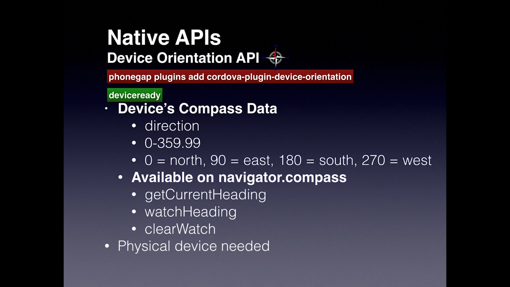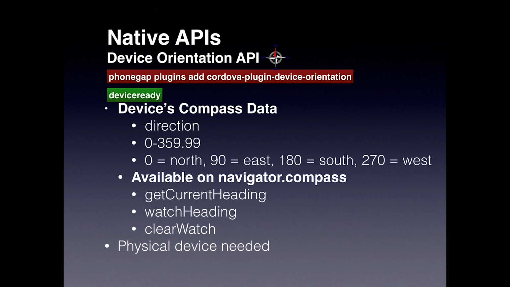The watchHeading function has similar properties. It has a success and a failure callback. The only thing over here is that we can increase the frequency of data requests. It will keep on giving us the data until specified. And clearWatch is similar to the clearWatch in device motion. It will stop watching for the data.